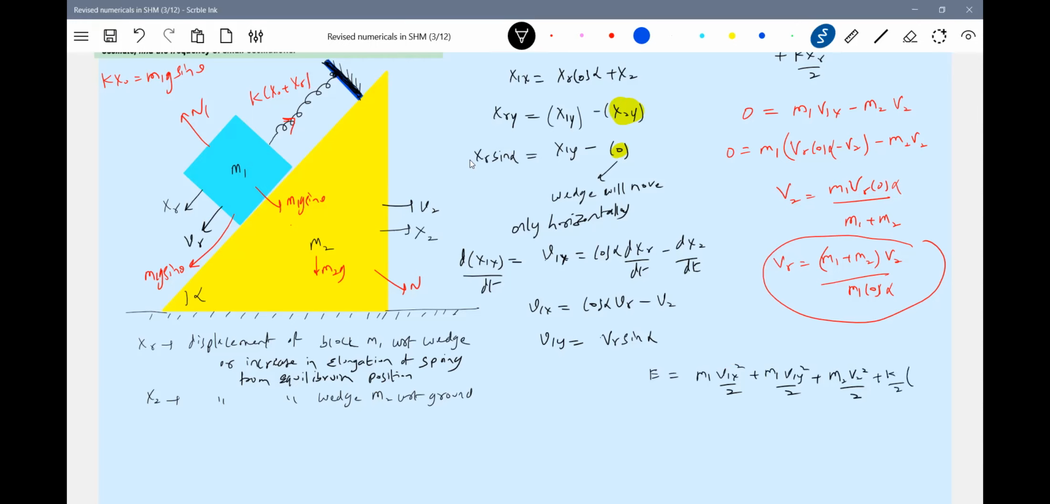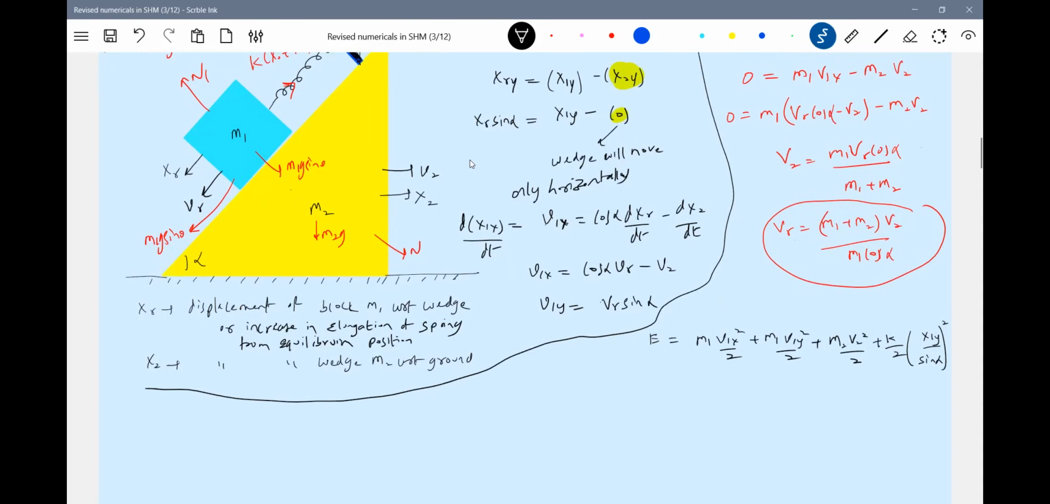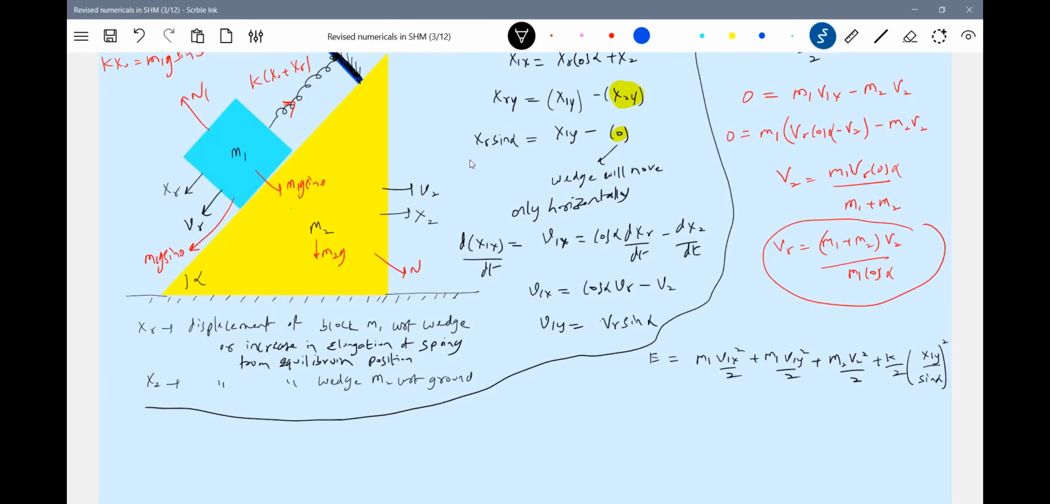XR, what I can write as x and y by sine alpha whole square. Now we'll differentiate this. The overall energy has to remain constant. So differentiating this equation, can we replace better? I think we can go for V1x in terms of V2. Then again V1y in terms of V2.